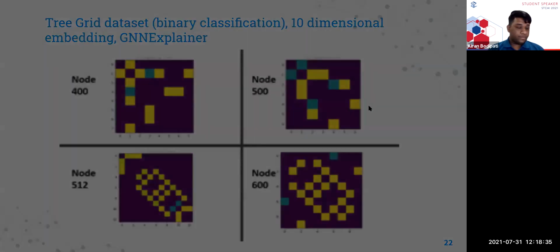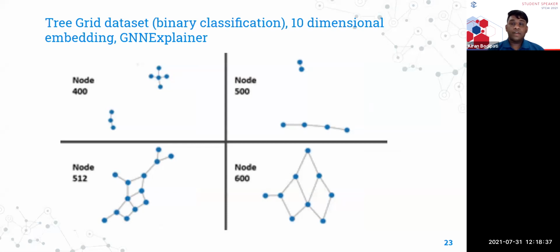Similarly, if we observe the subgraph that was generated, you again see similar features. Node 400 and node 500 have a disconnected subgraph, while nodes 512 and 600, which belong to class 1, have similar structures. They have more of these diamond-based connected structures. So they have similar features within the same class, and they differ from those of a different class.